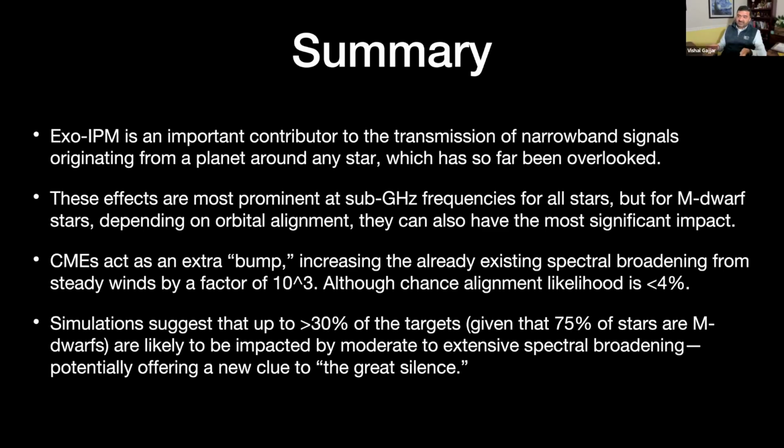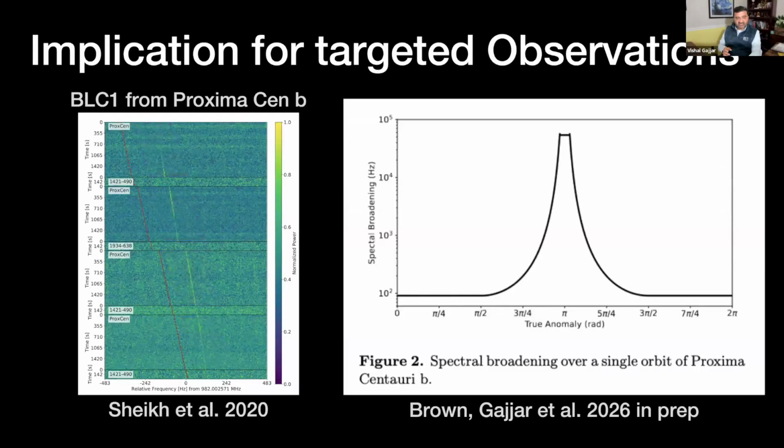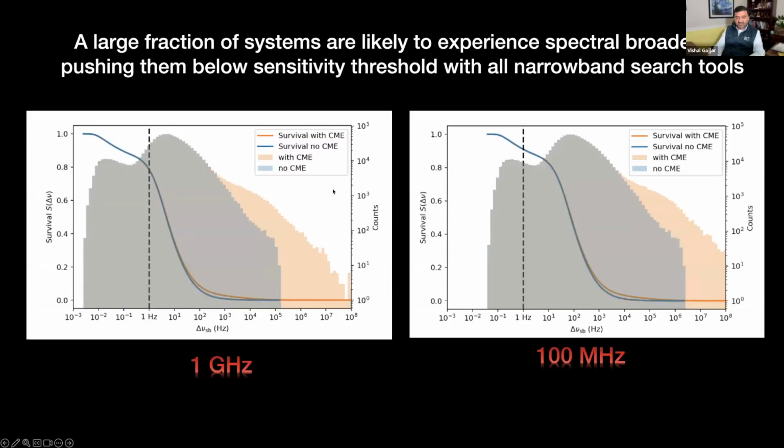CMEs act as an extra bump. What we found, I didn't get time to touch upon that, but in this histogram, the yellow color represents the number of systems that have encountered CMEs. So you can see that a CME encounter increases the spectral broadening by, I don't know, like a million hertz or so, which is like impossible. It just reduces everything completely and just washes away. So it doesn't even make sense.